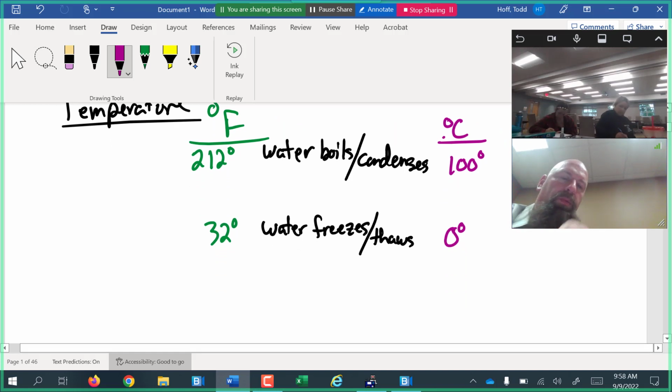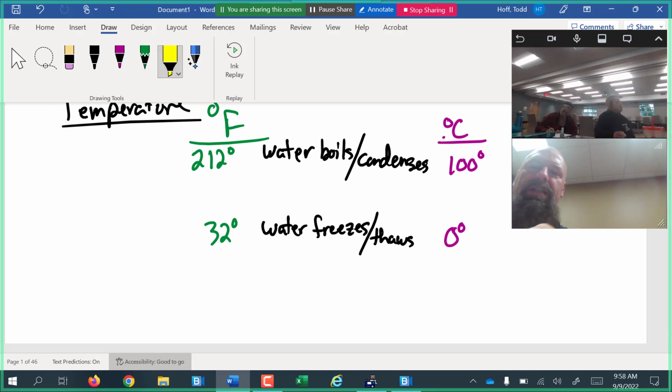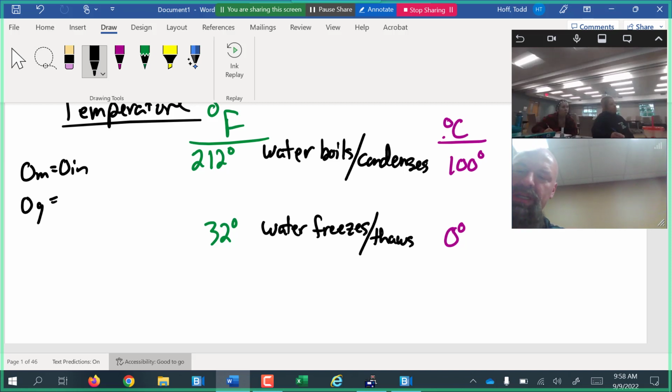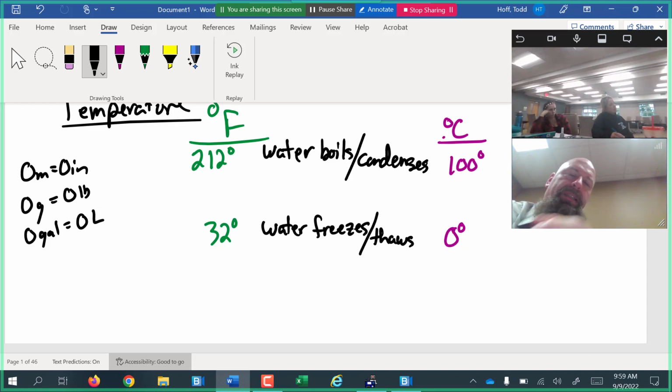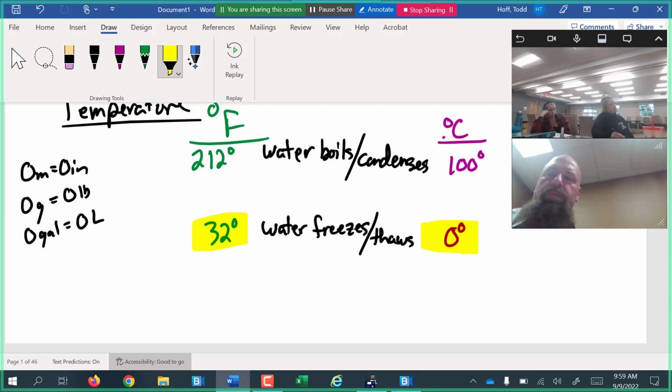The reason we cannot use dimensional analysis here is there is no common 0 point. In all of our other measurements, 0 meters equals 0 inches, or 0 grams is equivalent to 0 pounds, or 0 gallons is equivalent to 0 liters. 0 is 0, except in our temperature scales. 0 degrees Celsius is 32 degrees Fahrenheit. So since there is not a common 0 point, we cannot use dimensional analysis to make those conversions. So we have to use formulas.